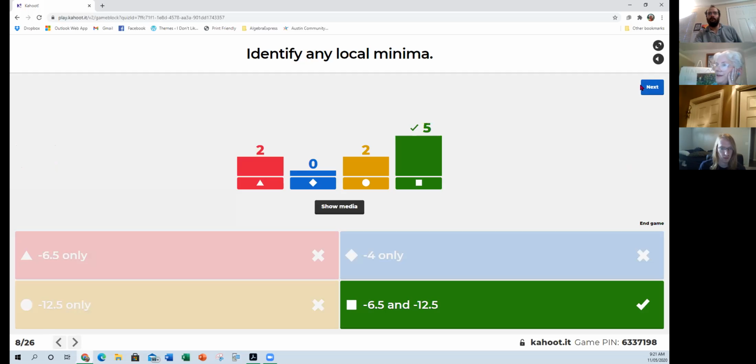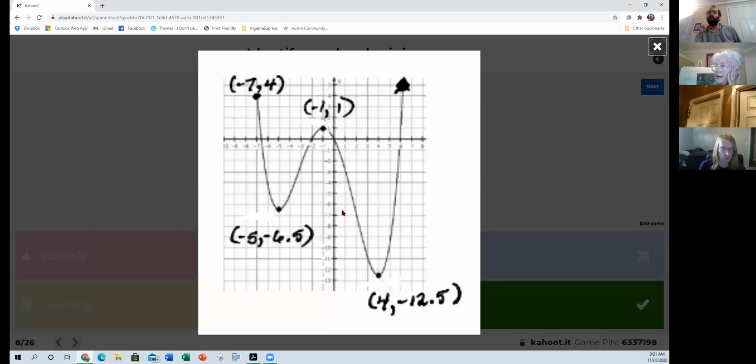Okay, so local minima, anywhere you have a valley that is not an endpoint, that would be a local minima. So it would be negative 6.5 and negative 12.5.